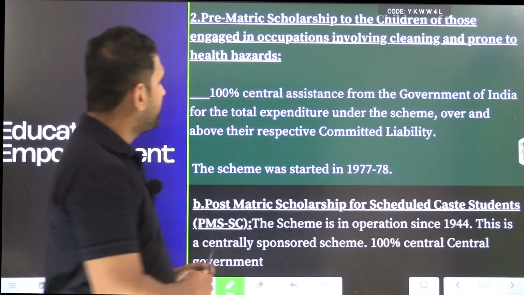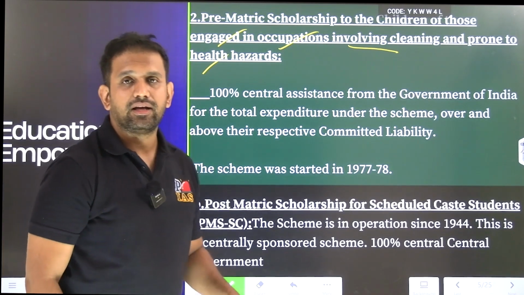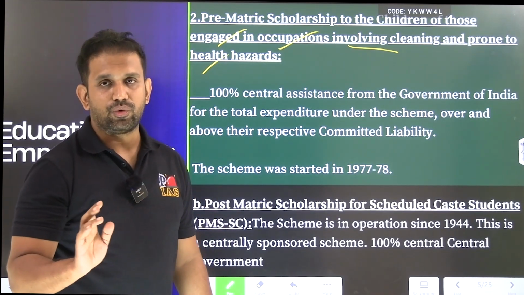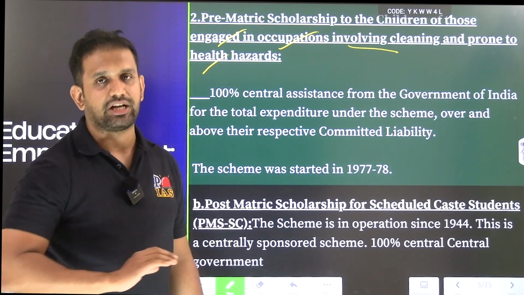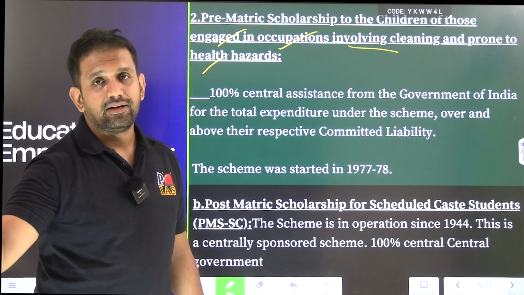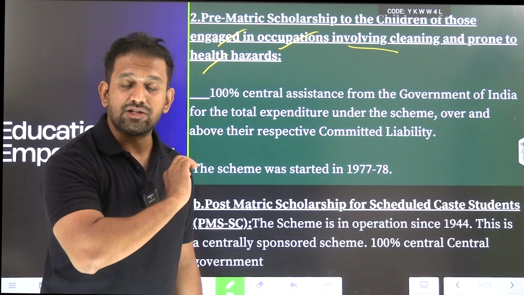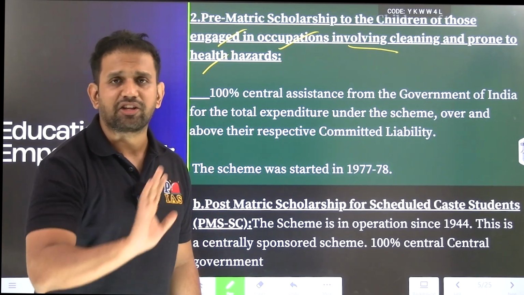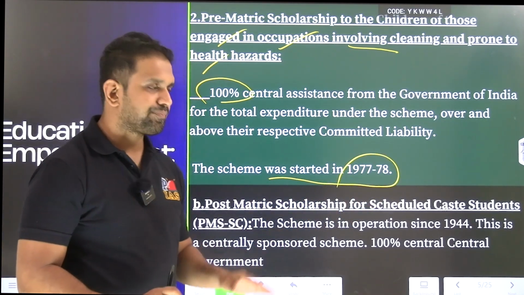In the same way, there is pre-matric scholarship to the children of those engaged in occupations involving cleaning and prone to health hazards. Means the parents and children who are engaged in cleaning roads, picking rags and litter from the roads, or involved in hazardous activities like cleaning of drainage, or working in a municipality garbage center. If the children and their parents are working in these kinds of places, then 100% assistance will be given to them. Whatever the cost of the children's education before 10th class, all expenditure is borne by the government. That's why it is a 100% central sector scheme. It was introduced in 1977 to 1978.